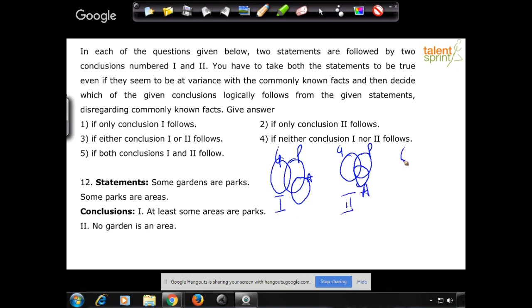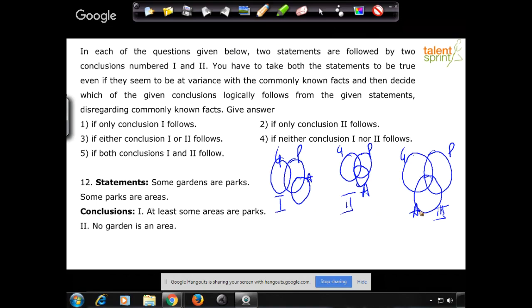What is the third possibility? The third possibility is that area shares something with both garden and park and also individual. So this is the third diagram if you notice, boys and girls. So here what is the answer?